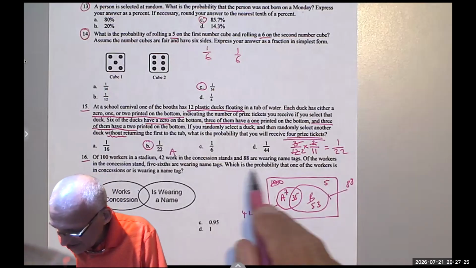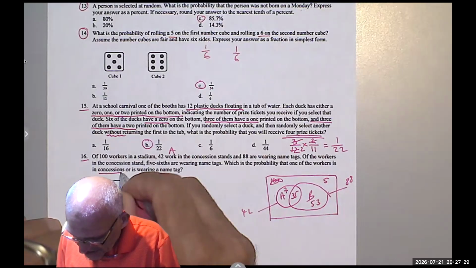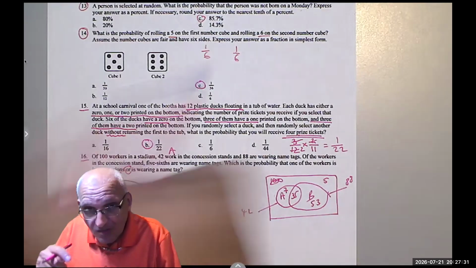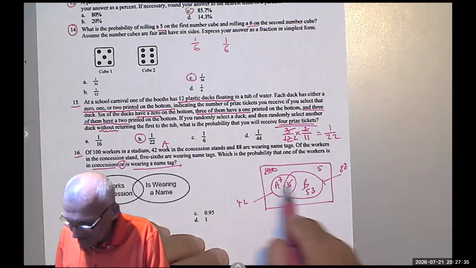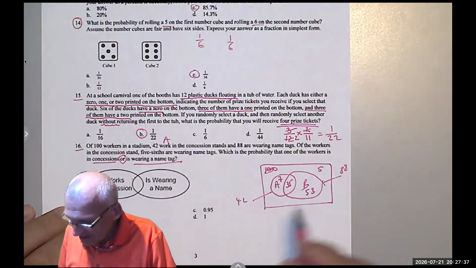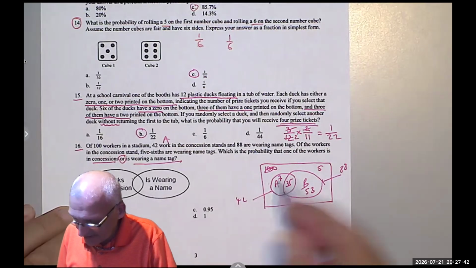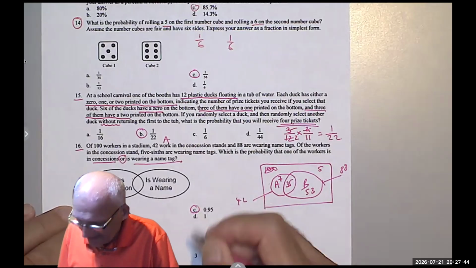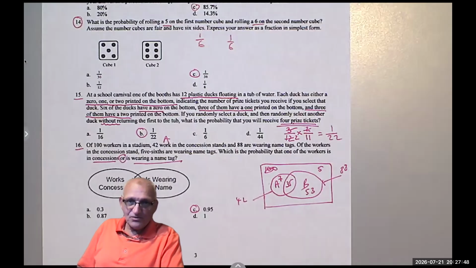They tell you, what is the probability that one of the workers is in concession or, inclusive, wearing a name tag. So this plus this divided by 100. These were 88 already, we know that. Plus 7 is 95 divided by 100 is C again. Do you see how we did it?